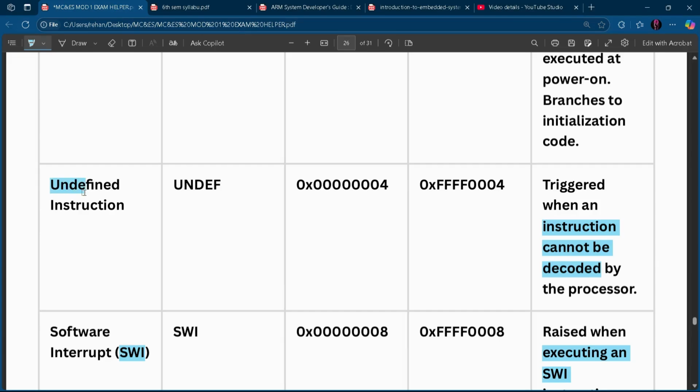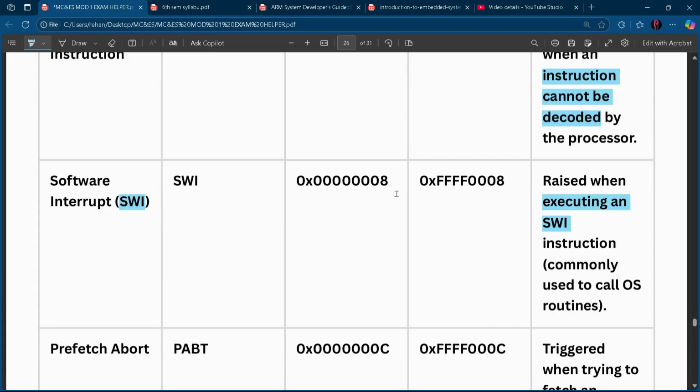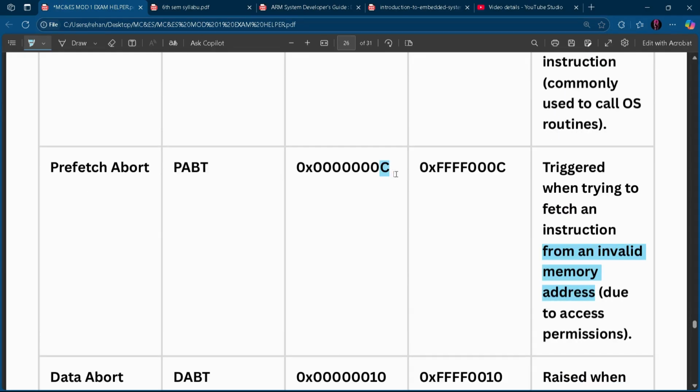Undefined instruction, starting with four letters. So only the ending part changes, the remaining everything is the same. Then software interrupt, where only the ending part changes, it becomes S. SWI is triggered when executing the SWI instruction. Then prefetch abort, so it's PABT.